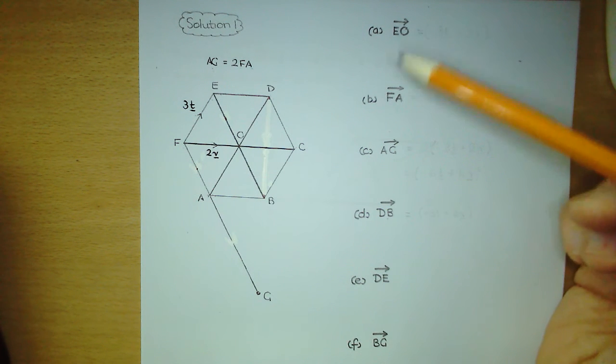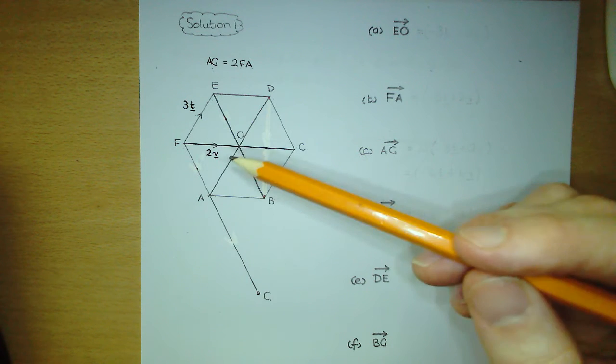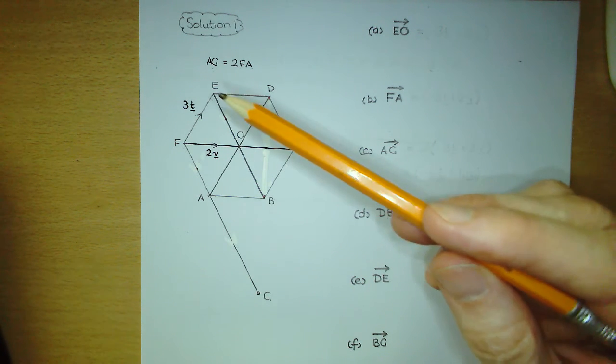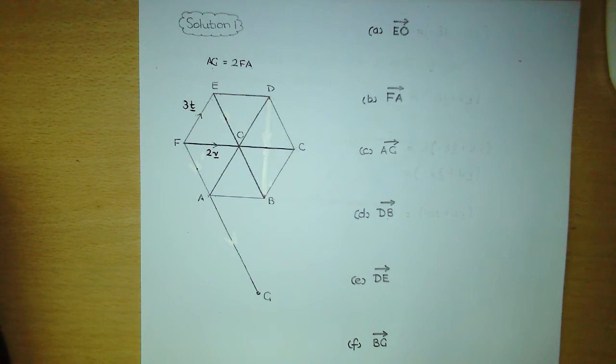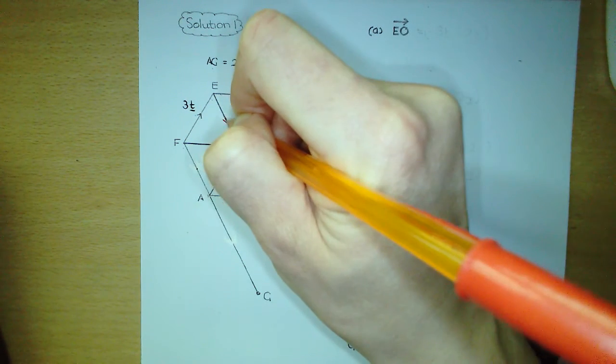It's going to tell us to work out different vectors in terms of the letters T and V. So let's look at part A. Part A says, let's work out EO. Now, first thing we're going to do is put the arrow direction on the vector. So we're traveling from E to O, so the arrow points at O.